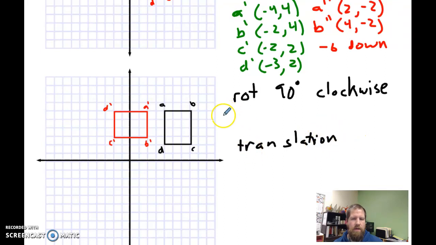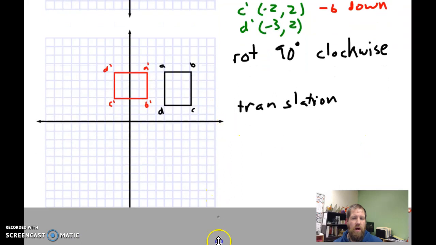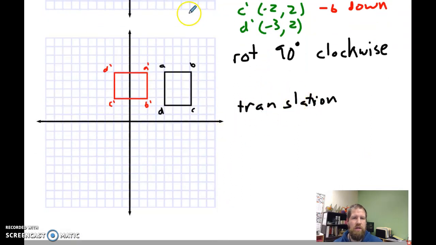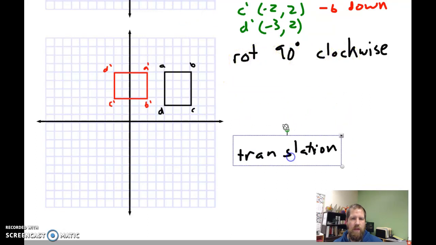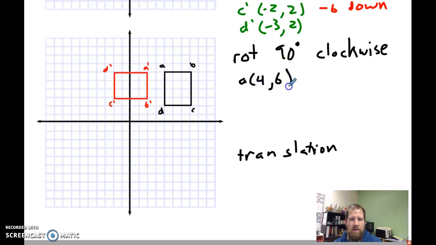Okay? So now I just got to figure out how much my translation is. And to do that, I'm going to do my rotation first. Okay? So if I am rotating, my A is at 1, 2, 3, 4. 1, 2, 3, 4, 5, 6. My A value is at 4, 6.